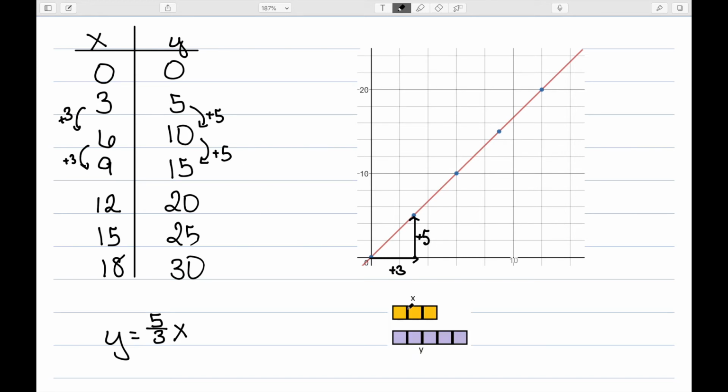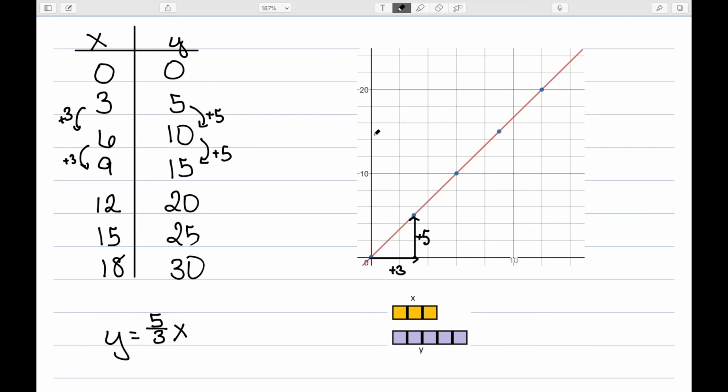And finally, we could do a strip diagram. Here we have 3 blocks for x and then 5 for y. Every 3 blocks of x, we need a corresponding 5 blocks for y. Building a table is going to be relatively simple. We know we're going to need to start at 0, 0, and we know that our ratio is 3:5. So every time our inputs change by 3, our outputs change by 5.